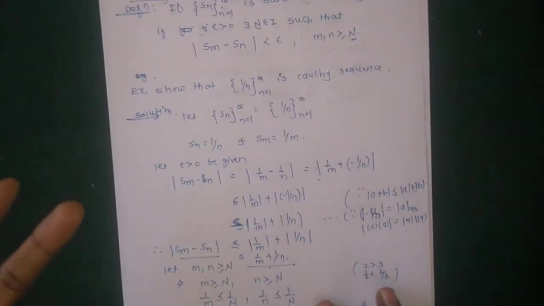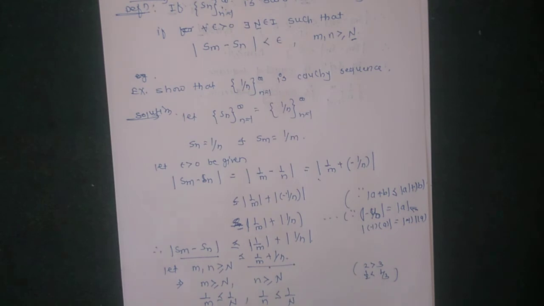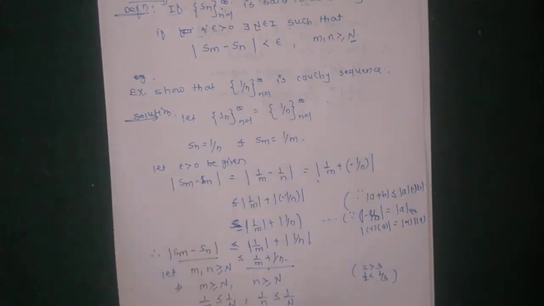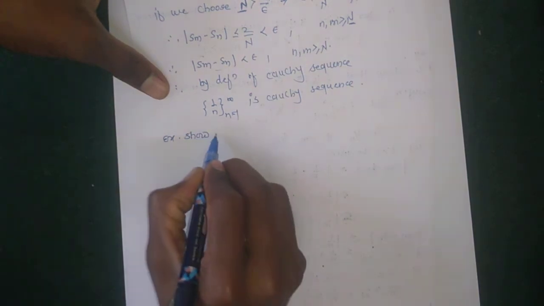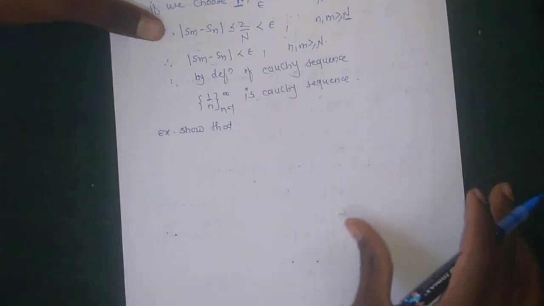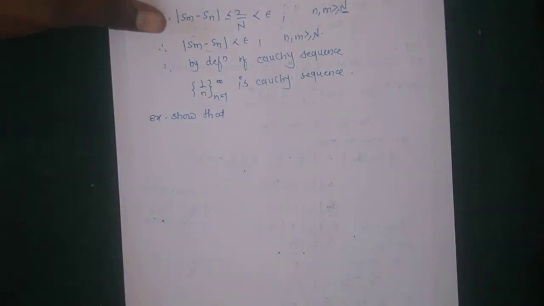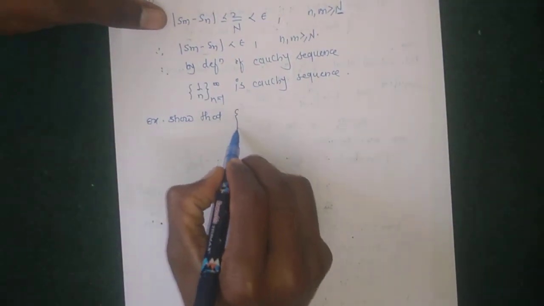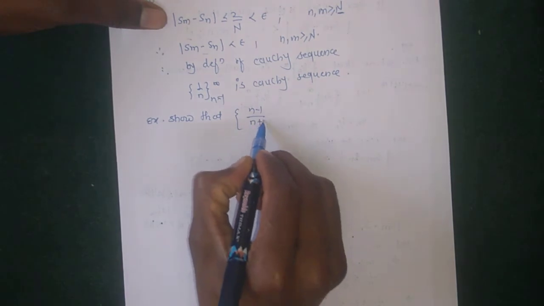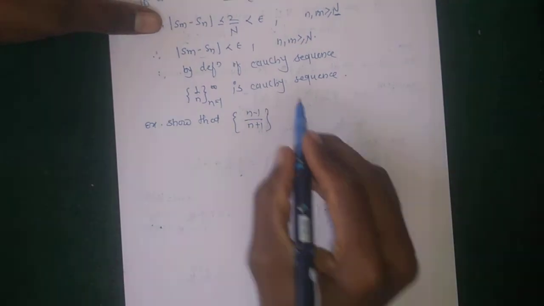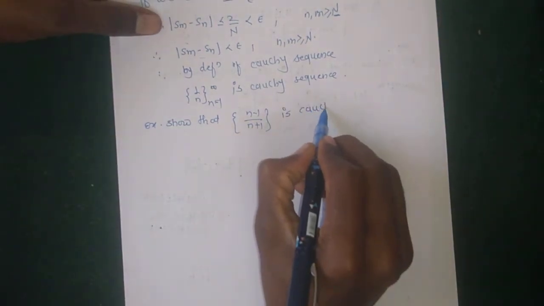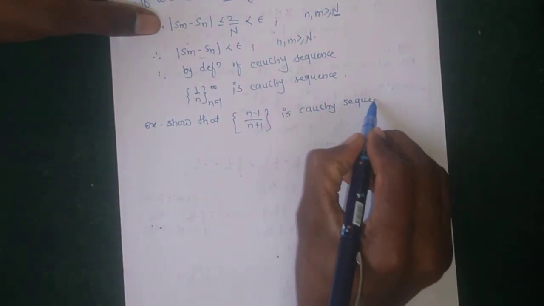In this way, how do we prove a given sequence is a Cauchy sequence? If the difference between the m-th term and the n-th term is less than epsilon for all m, n greater than or equal to N, then we say the given sequence is a Cauchy sequence. Similarly, next example: show that the sequence (n - 1)/(n + 1) is a Cauchy sequence. How do we show this?